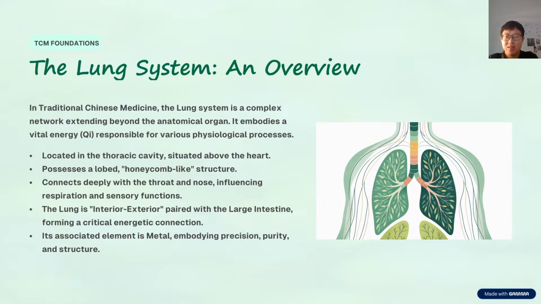At first, I would like to talk about the location and structure of the lung. In traditional Chinese medicine, the lungs are located in the chest cavity, with one on the left and one on the right, covering the heart from above. They are divided into lobes, and their structure is described in classical texts as empty like a honeycomb.